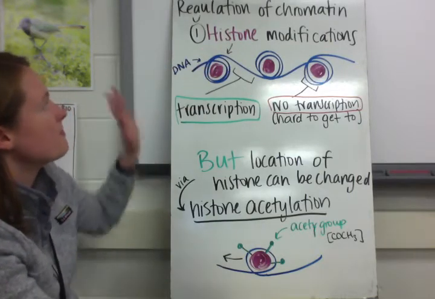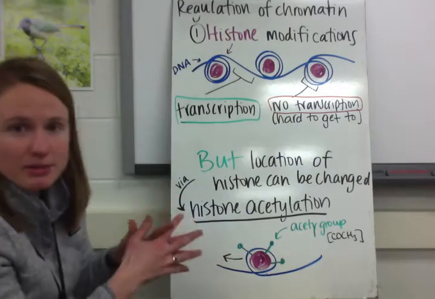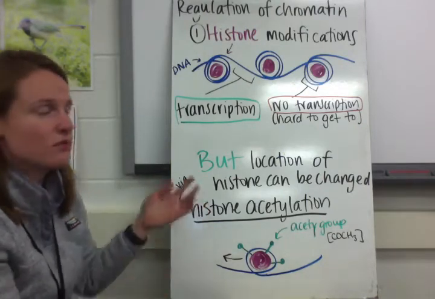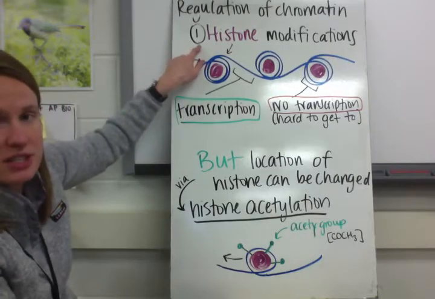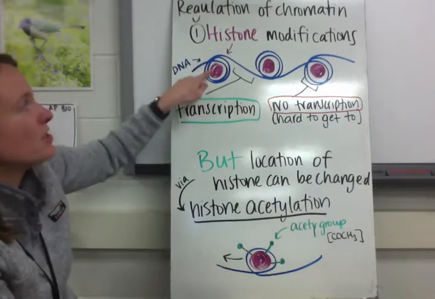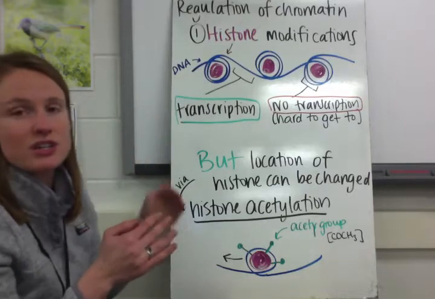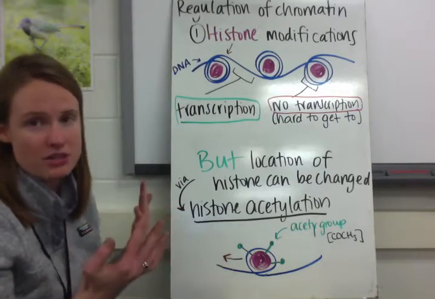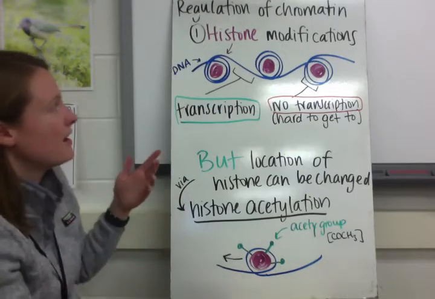So there are two types of chromatin regulation. We can either regulate the DNA or regulate the histones. Histone modifications are when we're making changes to these proteins to change where the DNA is, so it can be transcribed or not transcribed. So what do I mean by that?